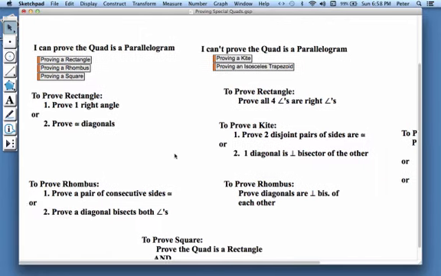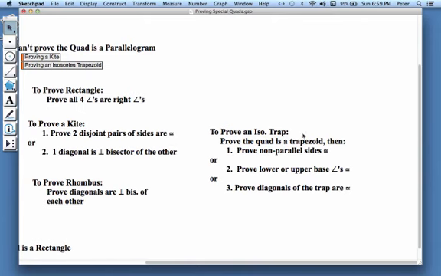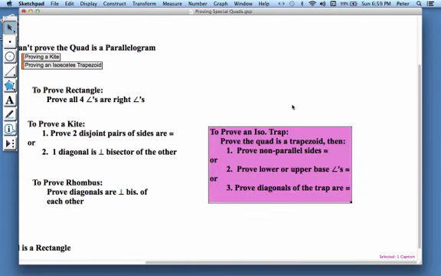And then finally, showing or proving an isosceles trapezoid can be done by these three methods. Again, you can't first show that it's a parallelogram because an isosceles trapezoid is never a parallelogram.